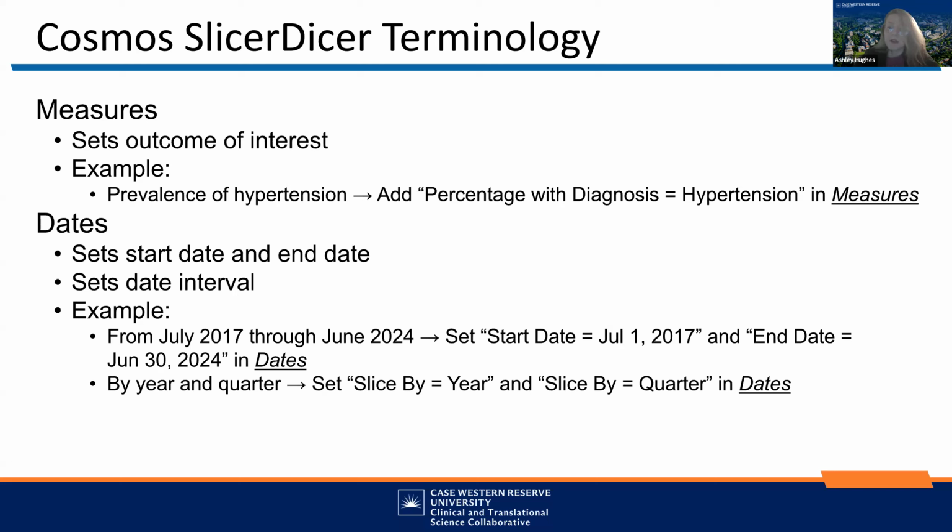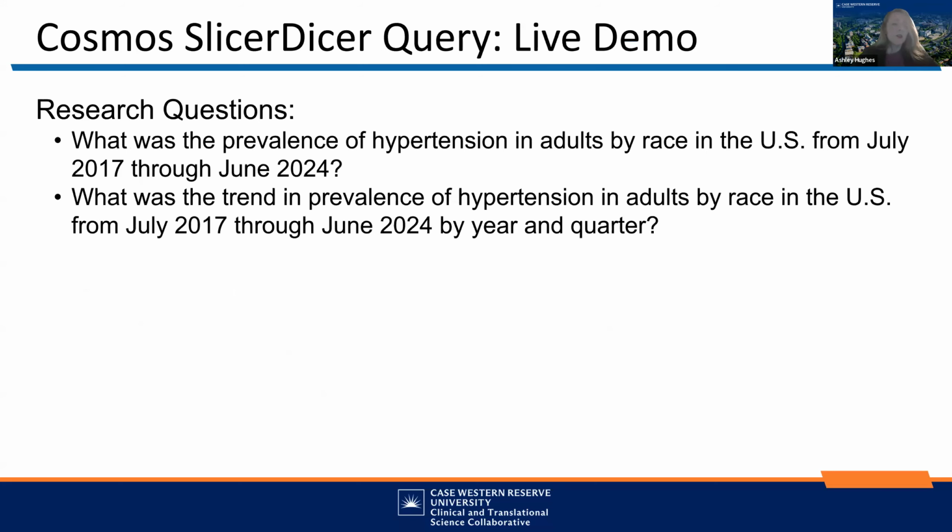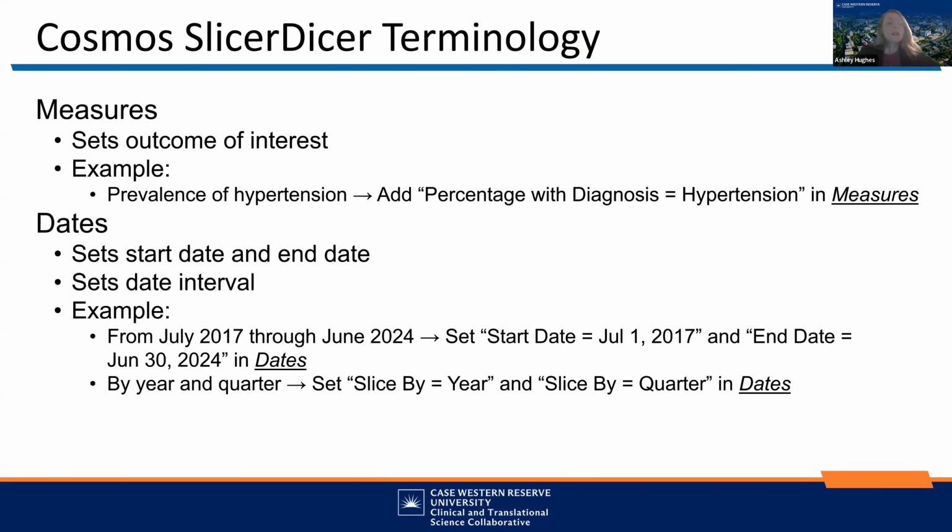Sorry, could you go back to dates? Yep. So you'll want to set a start date and end date. Again, this is based on our particular research question. For the example, we'll want to set this for July 2017 through June 2024.